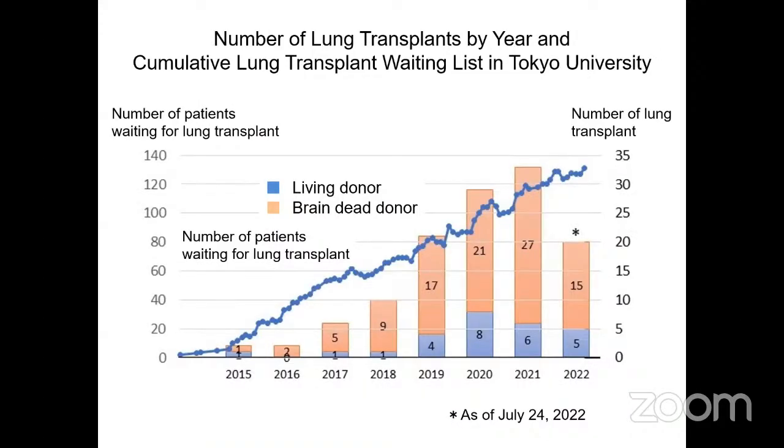The situation is the same at the University of Tokyo, which is one of the largest lung transplant facilities in Japan, and the number of listed patients continues to exceed the number of transplantations. As a result, the number of patients waiting for lung transplantation at the University of Tokyo now exceeds 120, and the waiting period is expected to be more than 3 years.